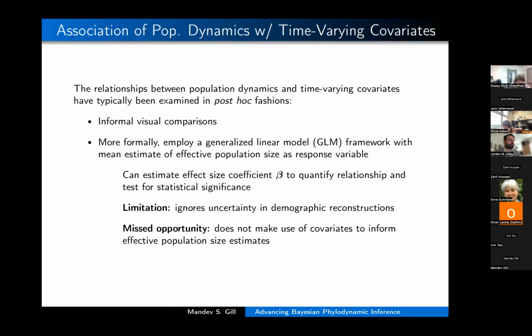More formally, we can employ a generalized linear model framework with the mean of the estimated effective population size trajectory as the response variable. And this is nice because it allows us to estimate an effect size coefficient beta to quantify the relationship and test for statistical significance. But this kind of post hoc approach ignores the uncertainty in the effective population size estimate. And it also neglects the opportunity to use covariates when appropriate to inform the effective population size estimate.